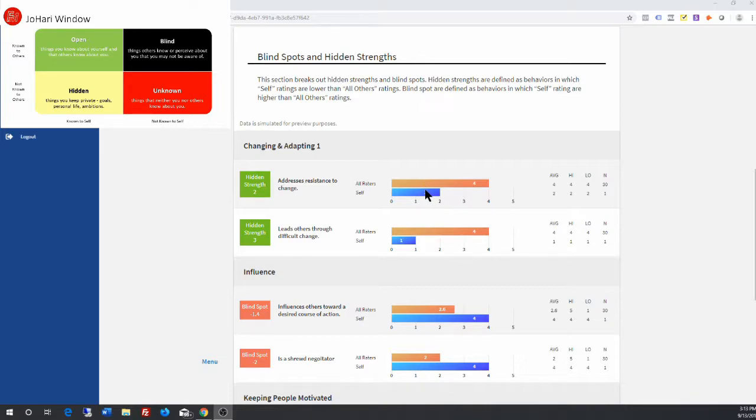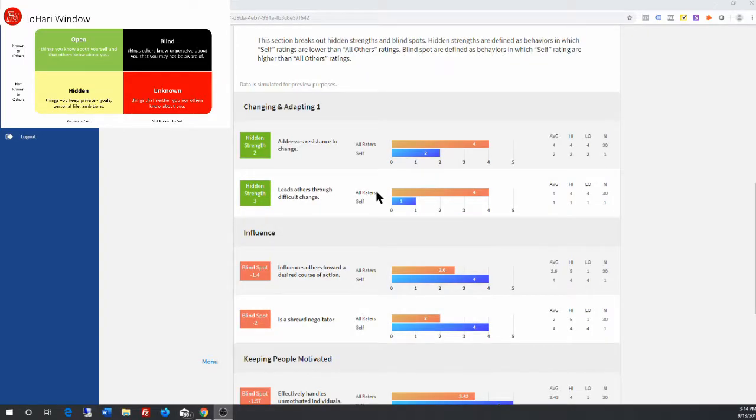The gap score may be set to 1, 2, 3. It really depends on the length of the rating scale. For example purposes, the gap score is set to 1. So show me all of the questions where the differences between the self and all of the other raters is greater than 1, running in either direction, either positive or negative.